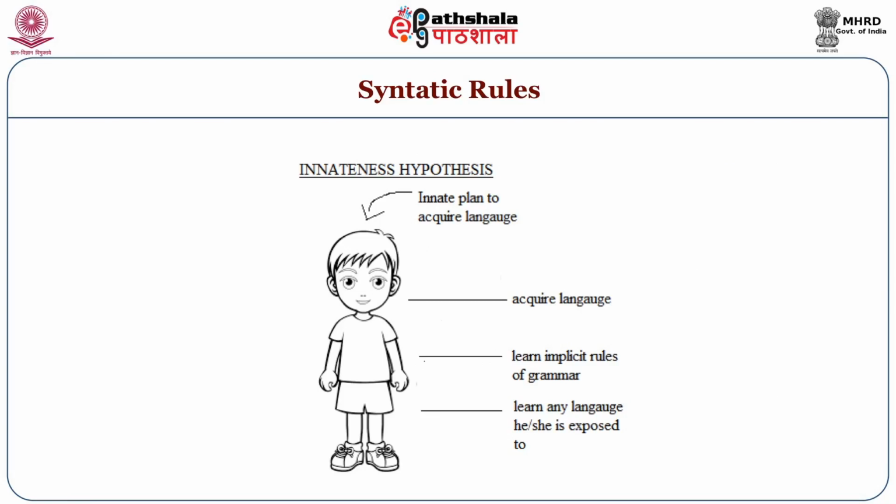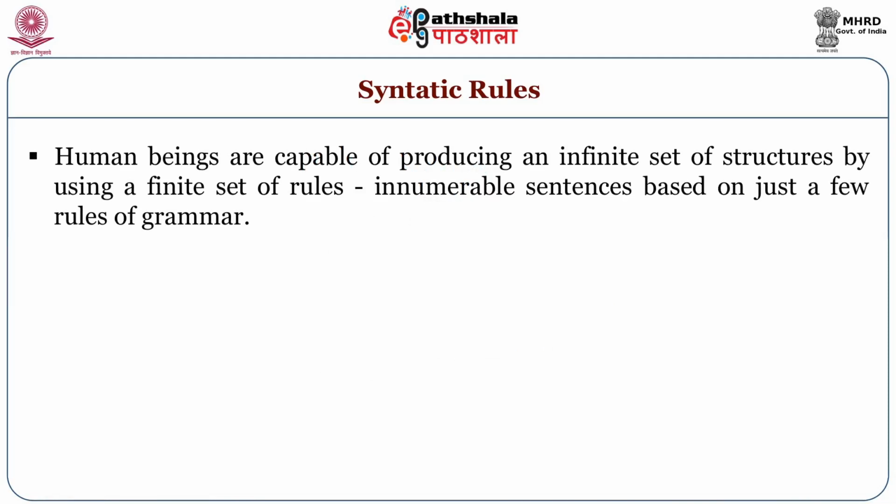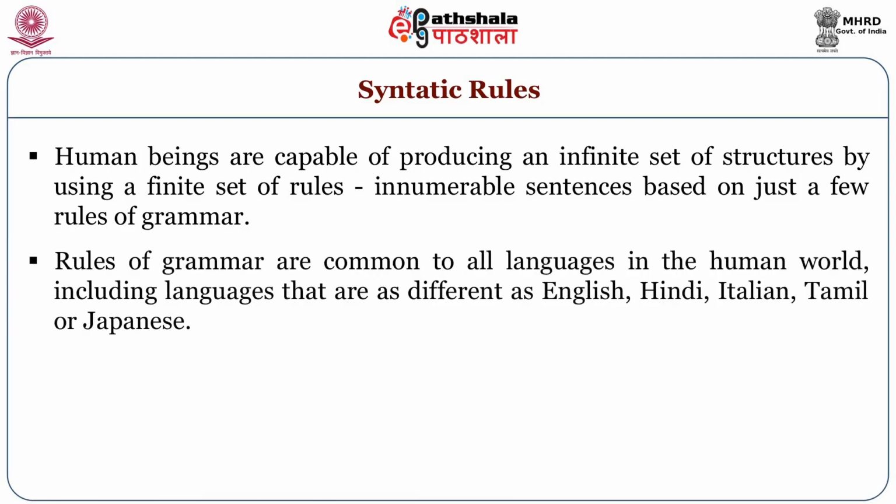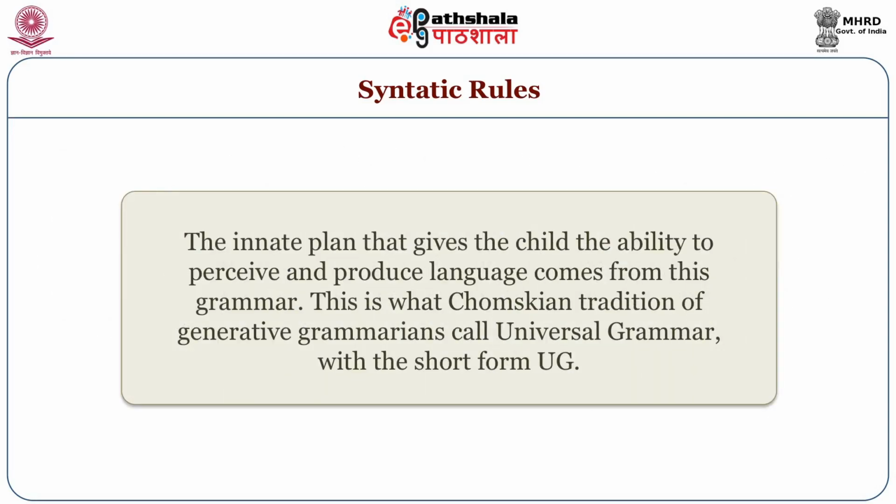Innateness hypothesis: an innate plan to acquire language. You see, the child acquires language, learns implicit rules of grammar, and learns any language he or she is exposed to in his own way. Human beings are capable of producing an innate set of structures by using a finite set of rules, that is, innumerable sentences based on just a few rules of grammar. Rules of grammar are common to all languages in the human world, including languages that are as different as English, Hindi, Italian, Tamil, or Japanese.